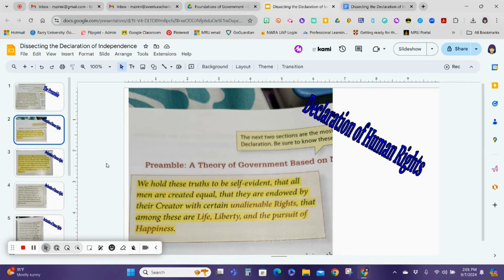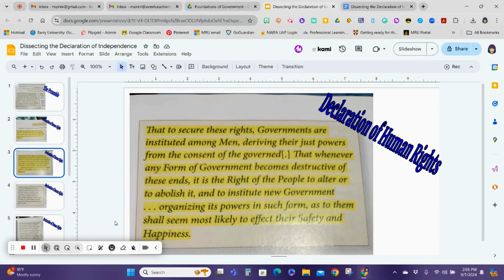Now, this section goes on further to explain that to secure these rights, governments are instituted among men, deriving their just powers from the consent of the governed. That whenever any form of government becomes destructive of these ends, it is the right of the people to alter or to abolish it and to institute new government, organizing its powers in such form as to them shall seem most likely to affect their safety and happiness.